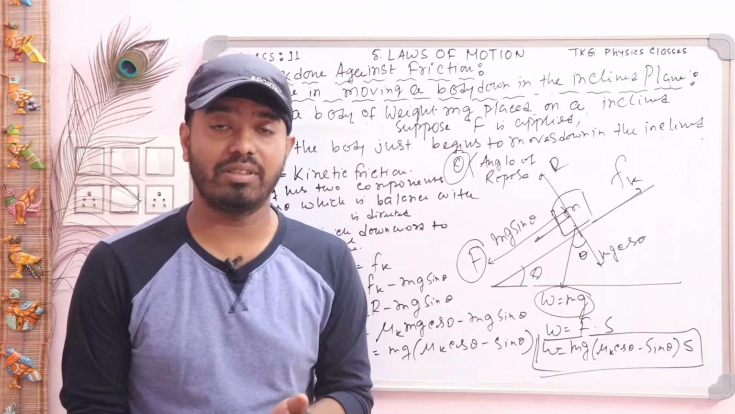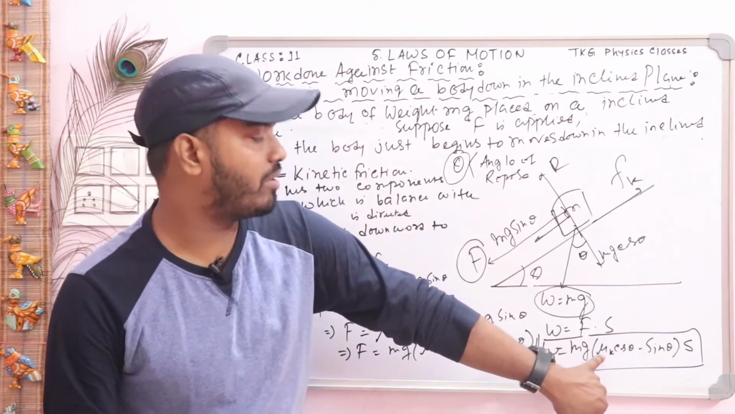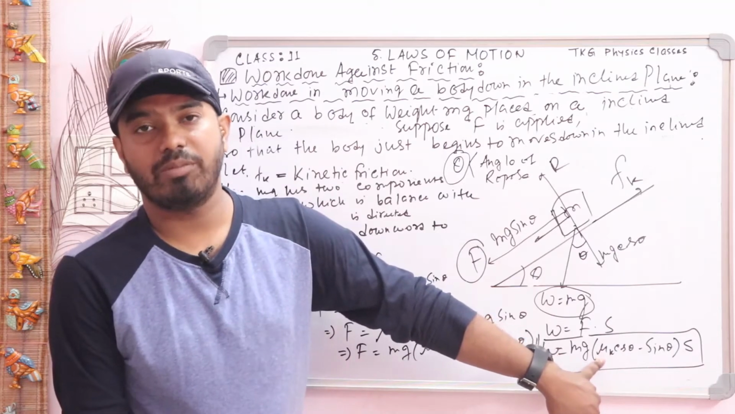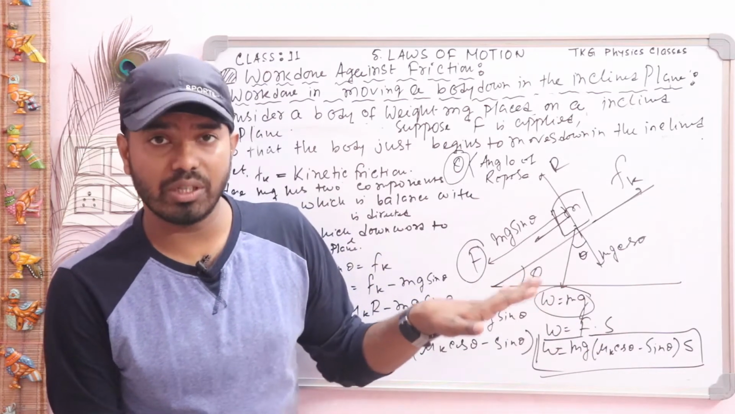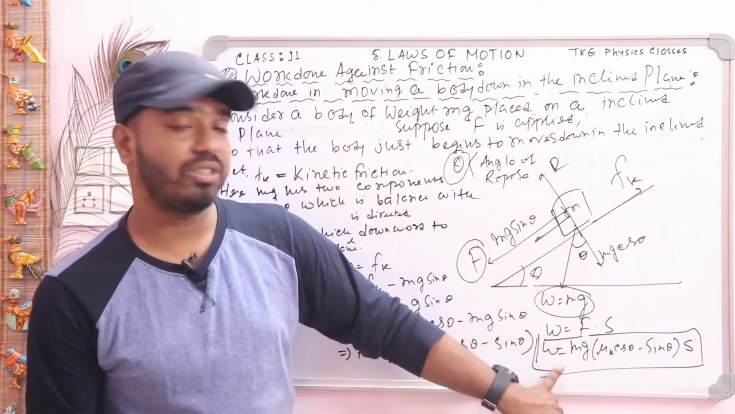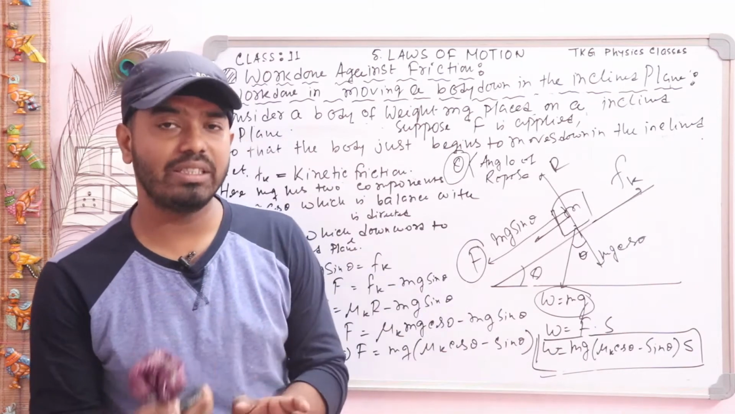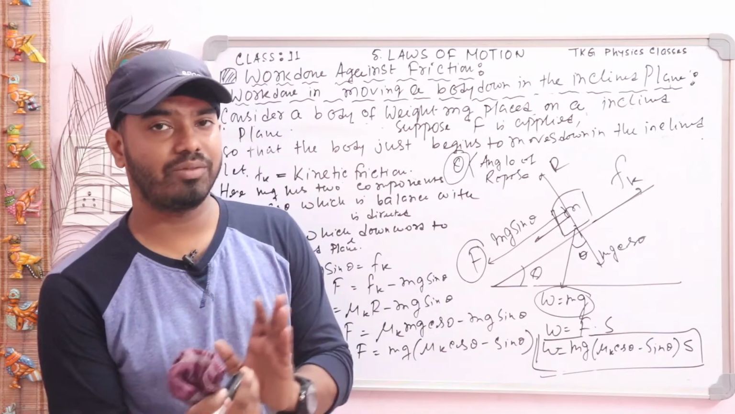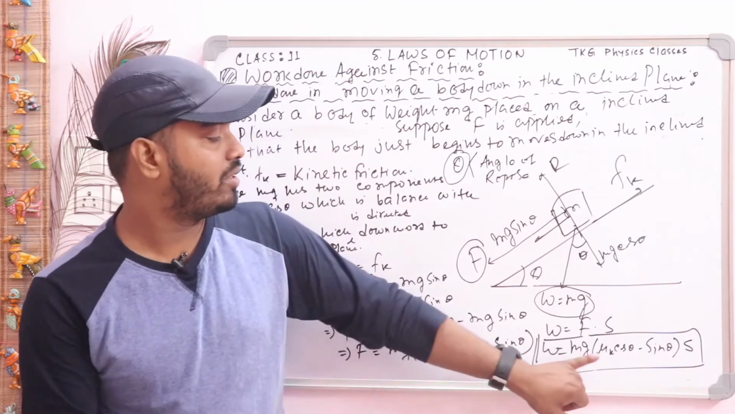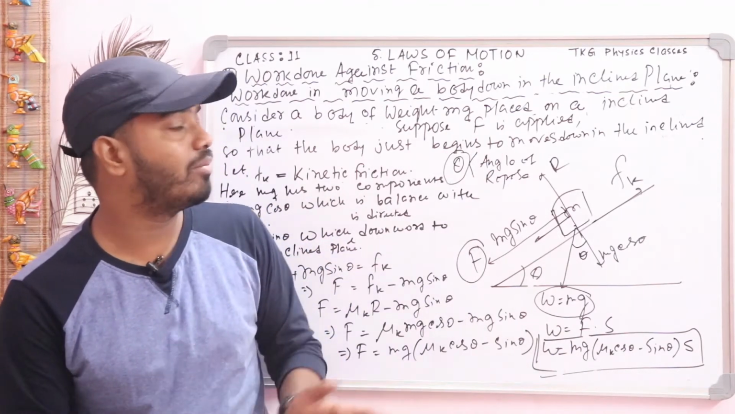Now if the surface is not rough, if the surface is smooth, there is no coefficient of friction, so in place of mu k you have to write 0. Then the expression of W you can simplify. But in general a surface has a coefficient of frictional force, so this is the general formula. Okay, this is our theory number 3.